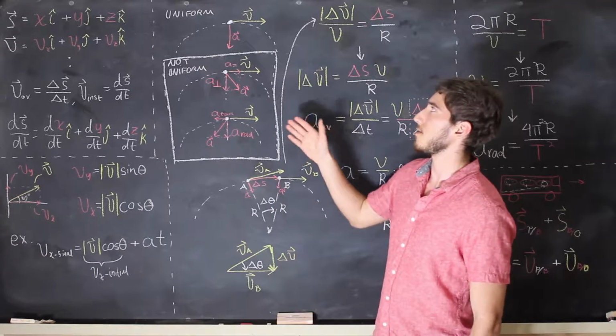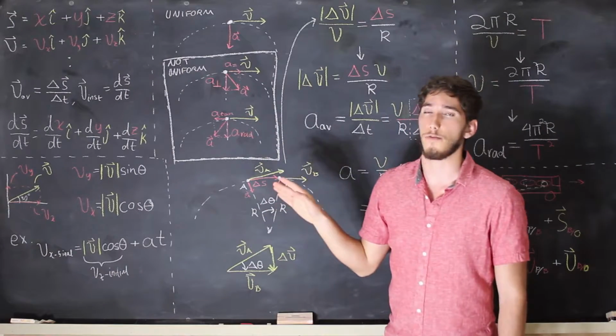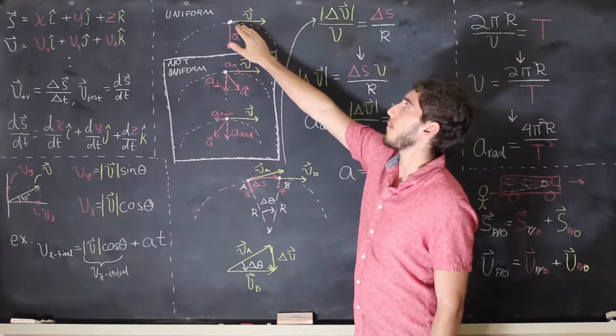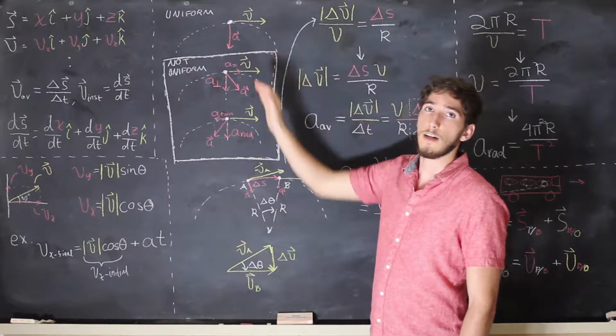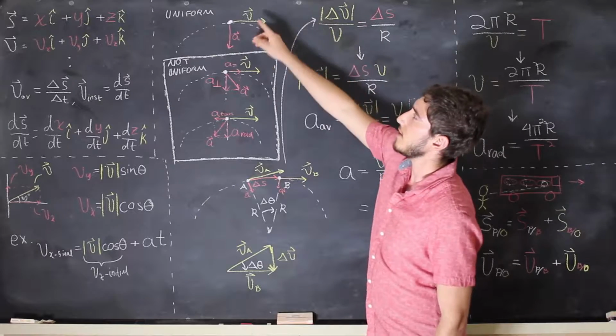The main difference is when the acceleration is only perpendicular to the velocity, the acceleration vector does not have any components that are parallel with the velocity. So the velocity is going to stay constant, and the only thing that's going to change is its direction.